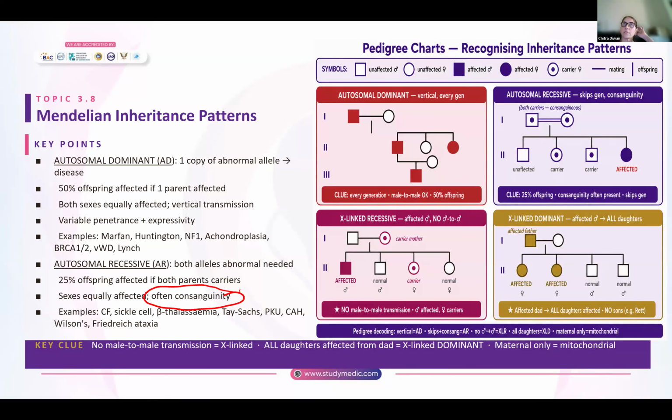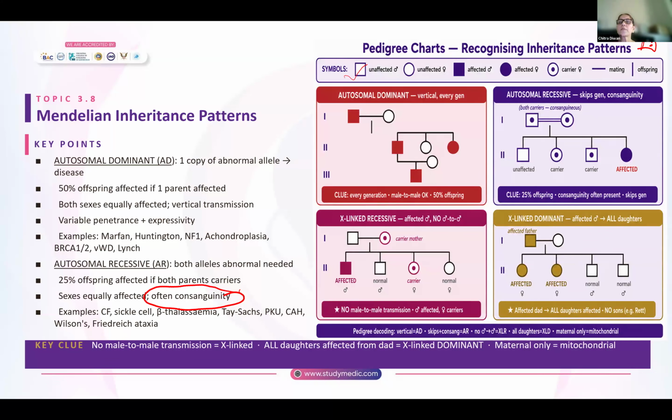So the symbols. Square is male. And if the square is not darkened, it is an unaffected male. Females are depicted as round as always. If it is not shaded, it is an unaffected female. A square in a solid pattern is an affected male. A solid circle is an affected female. If you have a circle with a dot in the middle, it is a carrier. Because it's a circle, it is a female. If you have a square with a dot in the middle, then it is a carrier male.